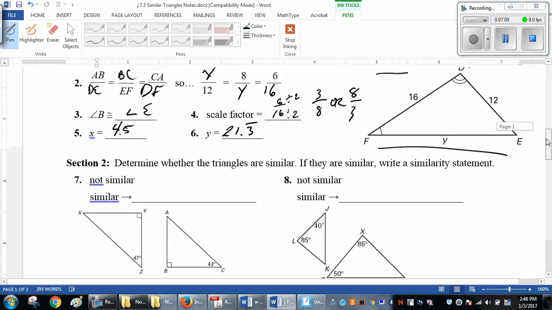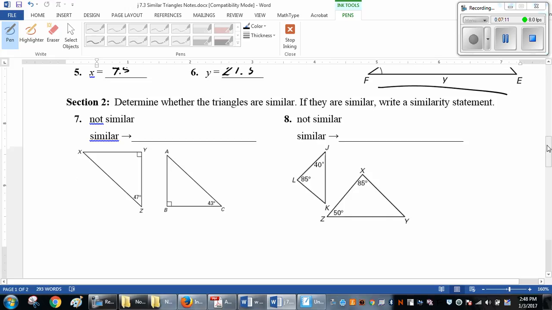All right, now in 7 and 8 in section 2 here, we're going to determine if they're similar or not. So right now we're looking, can we use angle, angle? Can we use side, side, side? Or can we use side, angle, side? So right here I see I have a 47-degree angle. I have a 90-degree angle. So 90-degree angle, 90-degree angle. There's one angle congruent. But this is 47, this is 43.